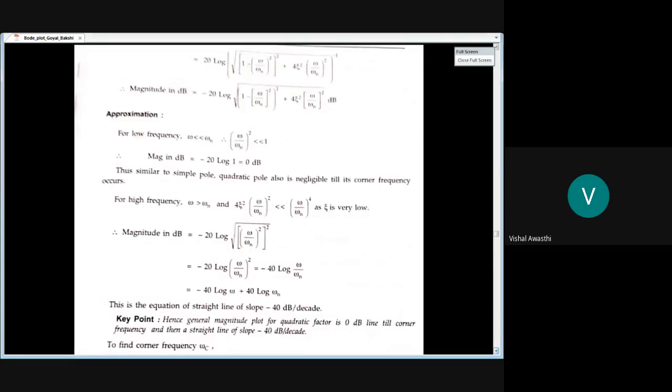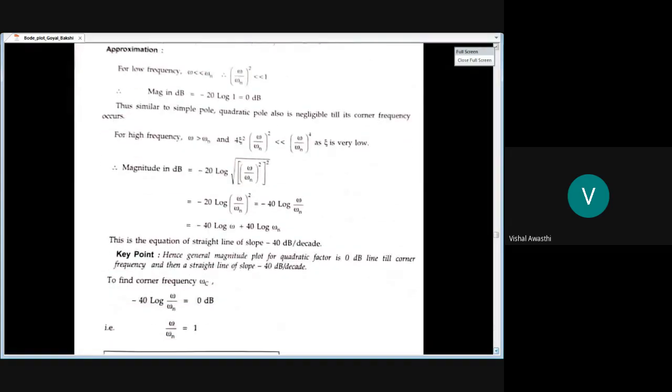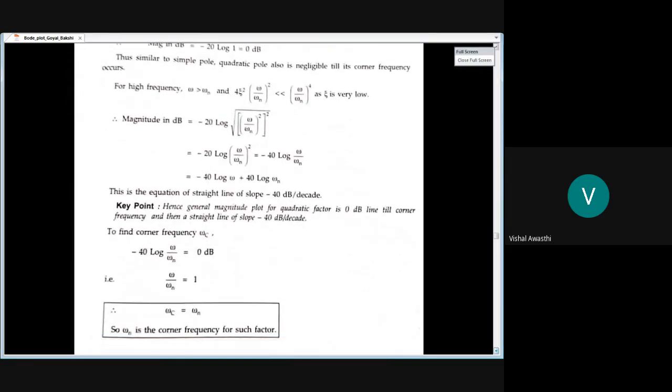When you have a quadratic factor, just compare this quadratic factor with your standard form. Suppose you have s square plus 4s plus 9. Compare this equation with s square plus 2 zeta omega n s plus omega n square. When you compare, you will get omega n square is equal to 9, so omega n is equal to 3. The middle term you compare with 4, and since you already have the omega n term, you will find out the value of zeta.